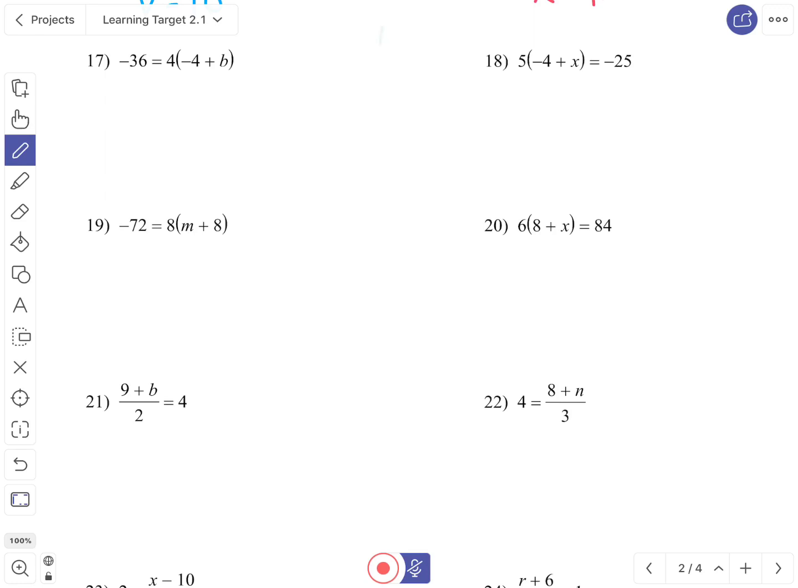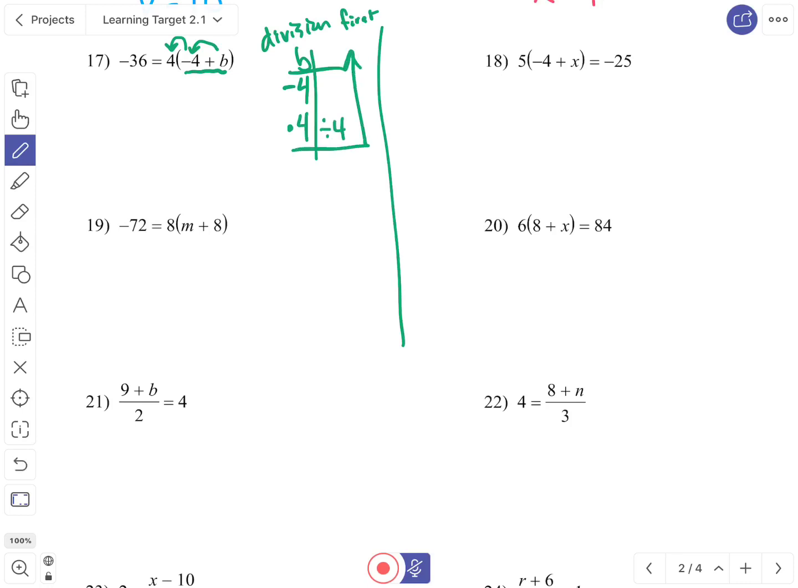Okay? One way is just by division first. Okay, so in this case, let's look at b. B's in parentheses, so first we're adding a negative 4, or just subtracting 4. Then we're timesing by 4. So for me, I would divide by 4, then I would add 4. So I divide by 4 on both sides, giving me negative 9 equals, that becomes 1, negative 4 plus b. Then I add 4, right? Giving us negative 5 equals b.